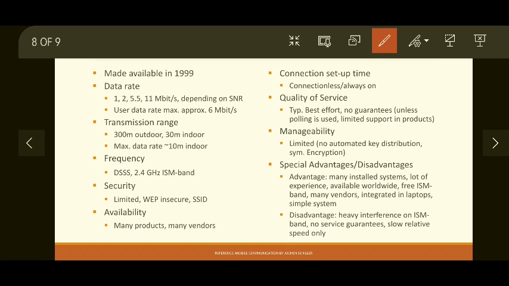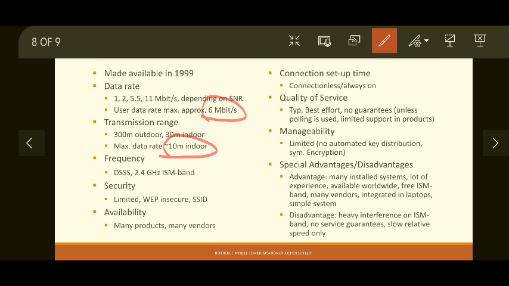Okay, so the transmission range was also increased. In case of outdoor free space, up to 300 meter coverage can be extended. For indoor, that is inside a building, 30 meter is the maximum distance, and maximum data rate is supported only up to 10 meter. So whatever we are mentioning, 6 Mbps, that can be achieved only if the user is within 10 meters of the access point. Okay, so that is the meaning of this.